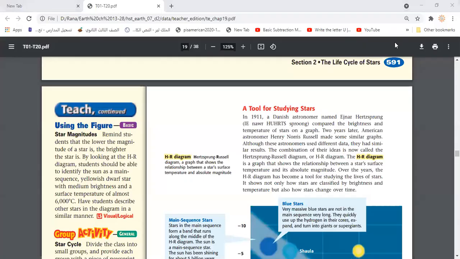Okay, guys, today, inshallah, we're going to continue what we started last time. Last session, we started talking about lesson 2 of chapter 19. We talked about the life cycle of a star, and who can remind me what the different stages of the life cycle of a star are? No one can remind me, guys? If you just remember, raise your hand. Yes, Hani?